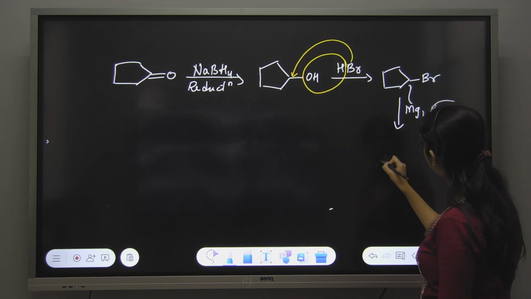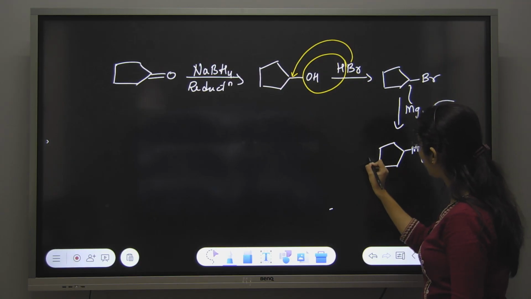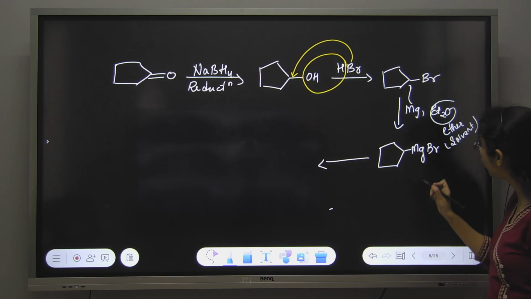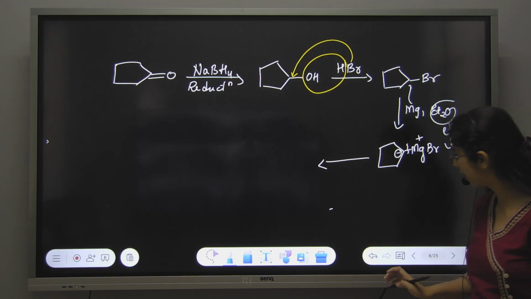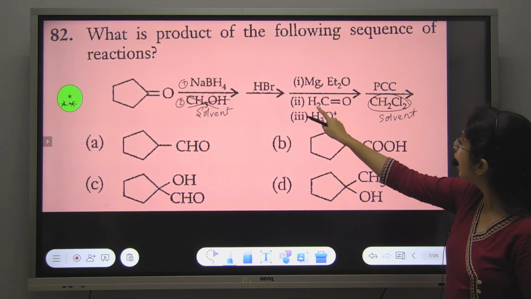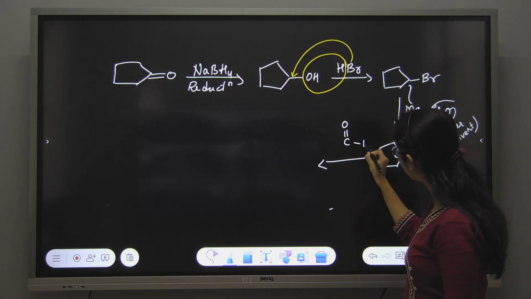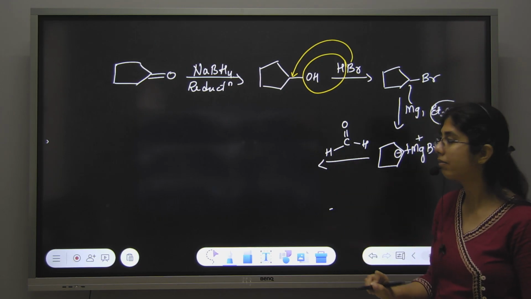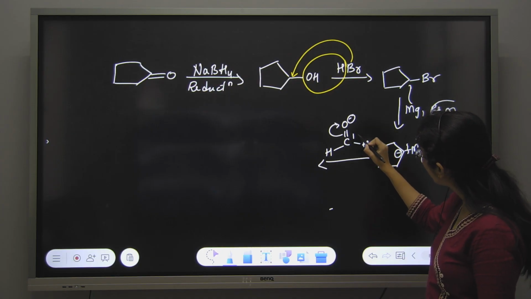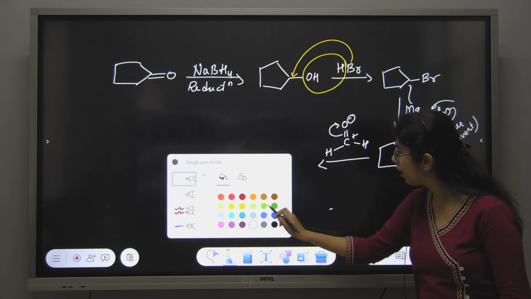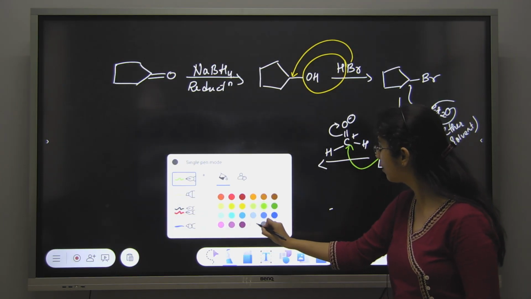Grignard reagent, MgBr. Now whenever it is Grignard reagent, we know we have to break this bond, give positive to magnesium and negative to carbon. Now let us see what they are adding. They are adding H2C double bond O. H2C double bond O is formaldehyde. You will break this pi bond in formaldehyde, giving negative to oxygen and positive to carbon. Now this negative will attack on this positive. What do we get?